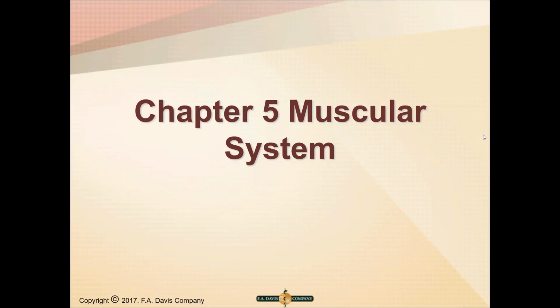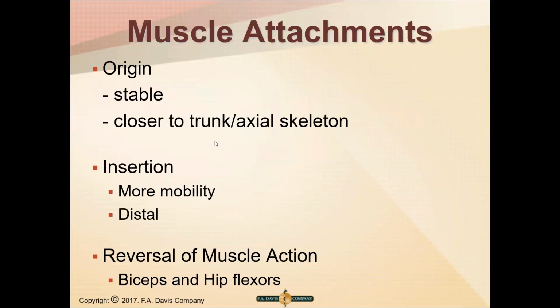Again, like I said, the whole lesson is just a systematic review of Intro to Kines so that you guys don't forget what you learned last semester. So with your muscles, they have an origin, an insertion, and some actions, right? The origin is the most stable portion. It's closer to the trunk and/or the axial skeleton. The insertion is usually going to be more distal, and it's going to provide for more mobility, usually at the distal portions of bones.